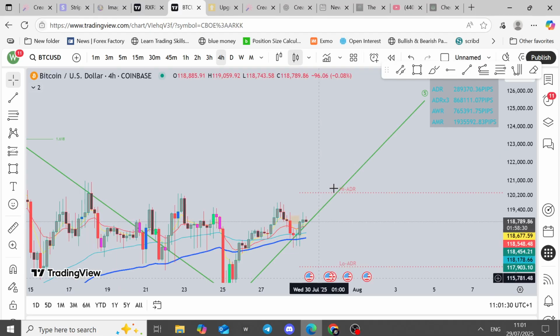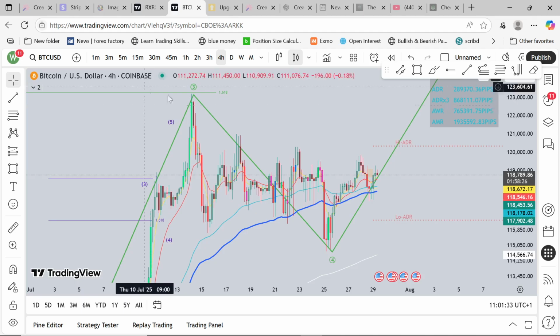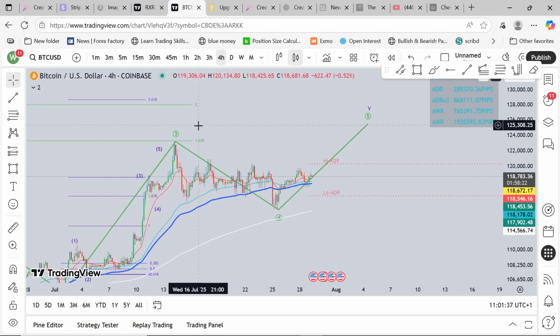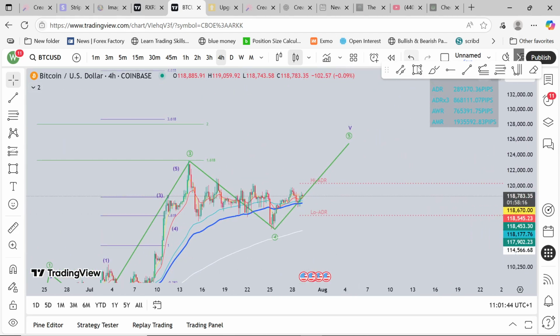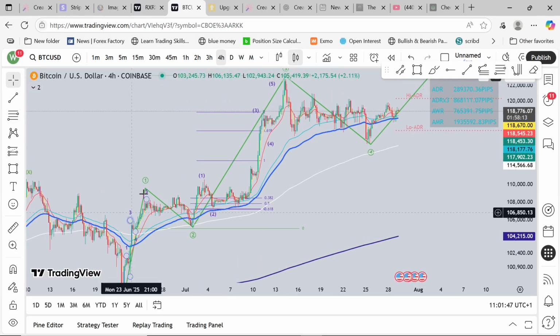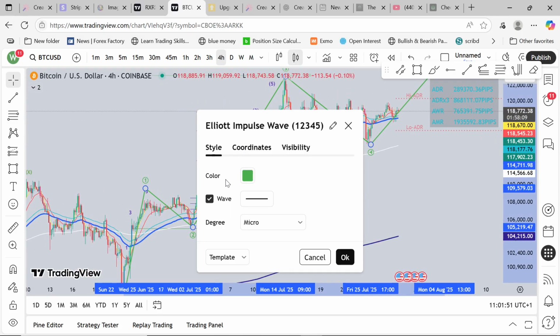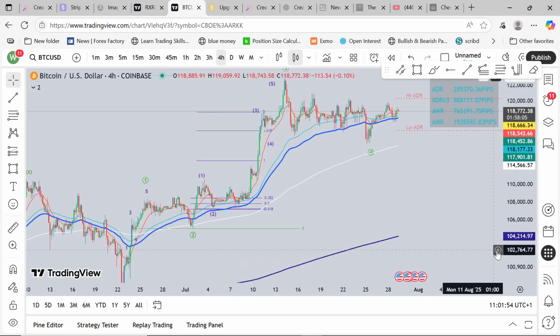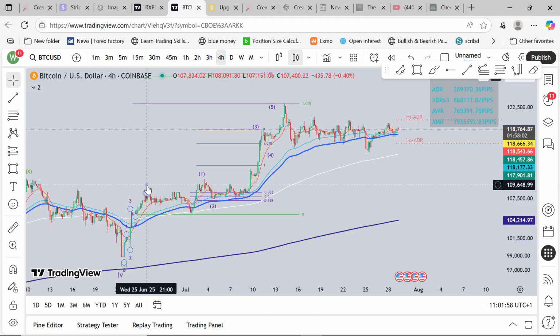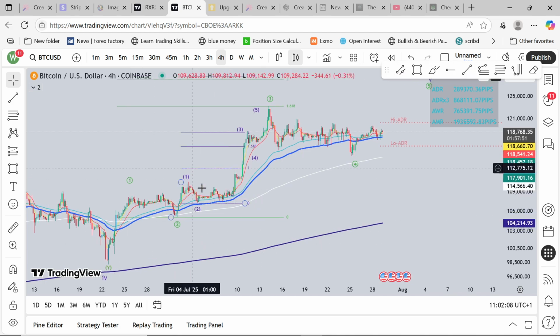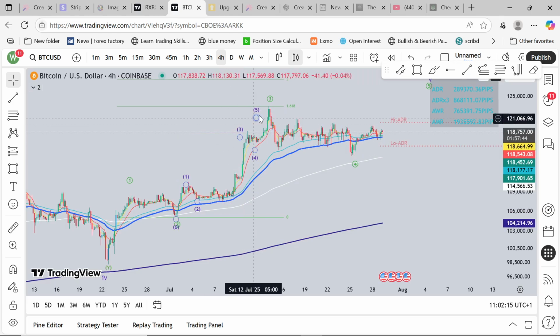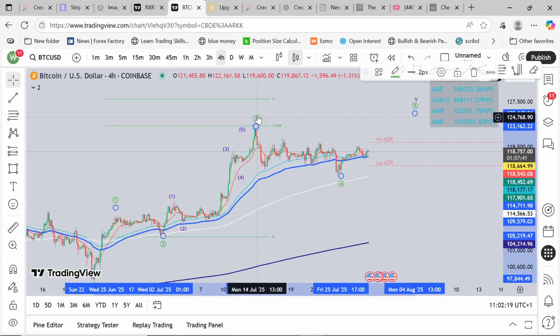Quick look at Bitcoin. Still looking for that fifth wave, okay? And that fifth wave can extend and go way higher. Clean count here. Let me get the waves off, with all the sub counts, which I don't need anymore. 1, 2, 1, 2, 3, 4, 5 over here, giving us green 3.